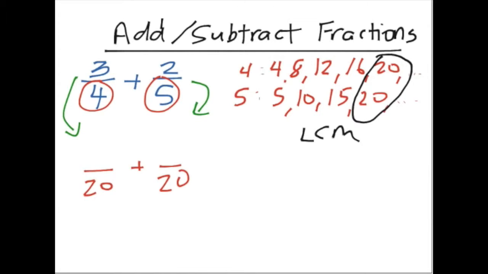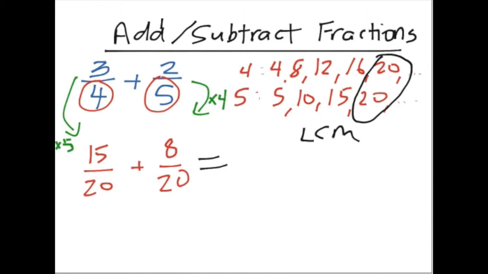So 3/4, to get from 4 to 20, the operation is to multiply by 5. So 4 multiplied by 5 gives you 20. We must do the same thing to the top. 3 multiplied by 5 will give us 15. So 3/4 translates to the equivalent fraction of 15/20. For our second fraction here, 2/5, to get from 5 to 20, the mathematical operation is to multiply by 4, and we must do the same thing to the numerator as well. 2 times 4 gives us 8.